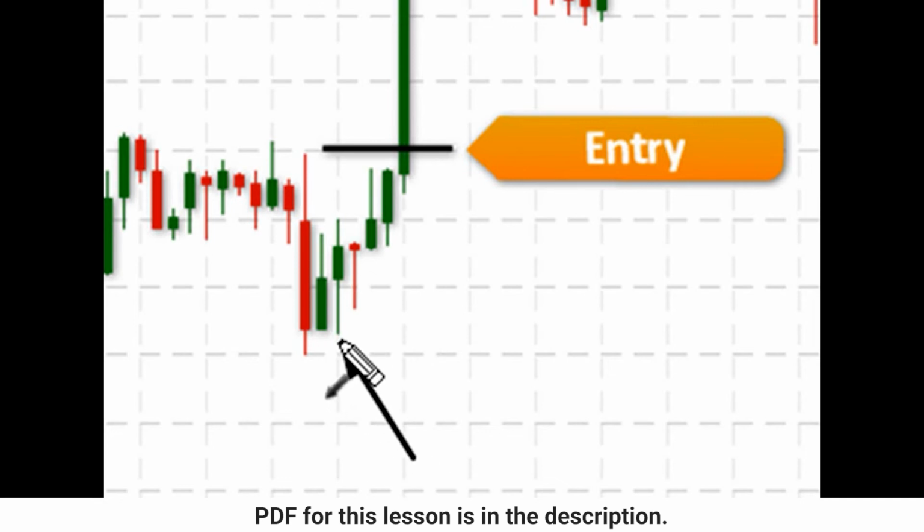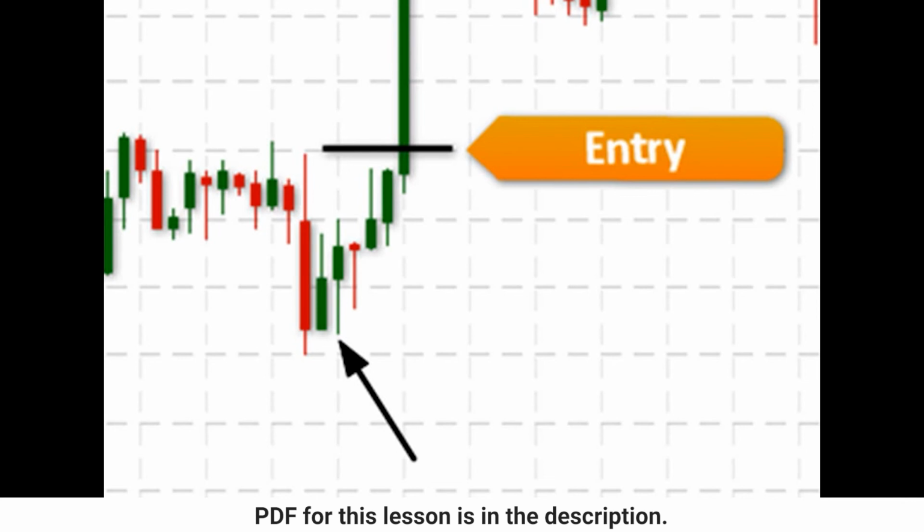So what about this low right here? Well, we've got a higher low to the right. Have we got a higher low to the left? Yes, we do. Therefore, the low that I've indicated is a pivot low. That is the first pivot low before entry.